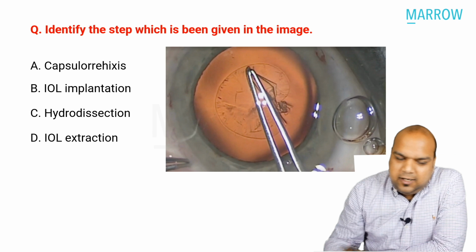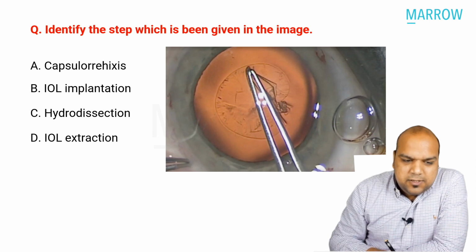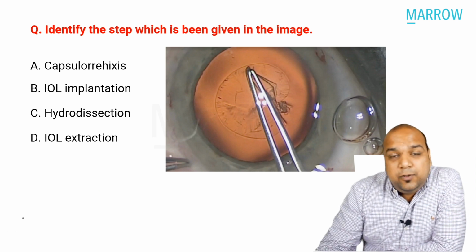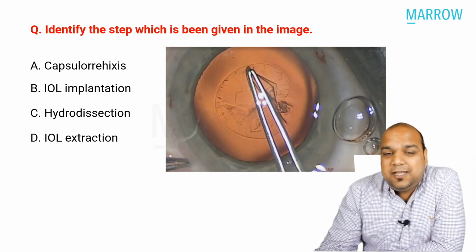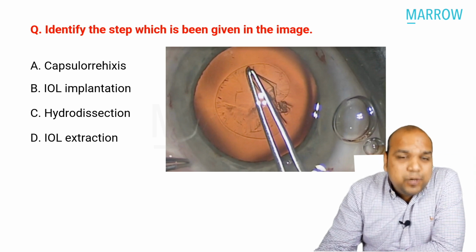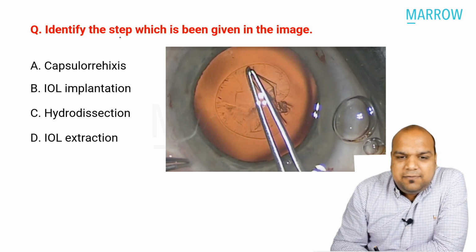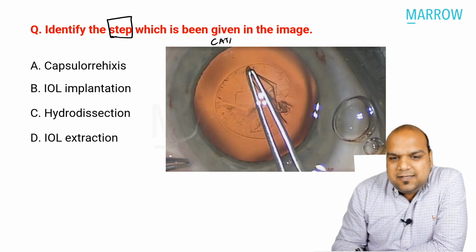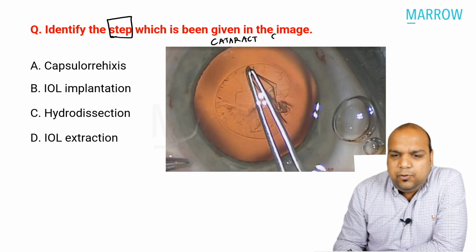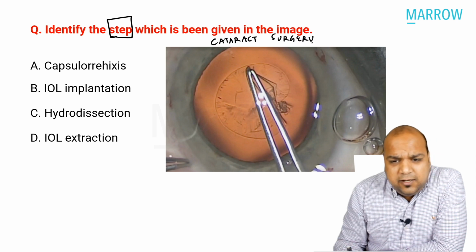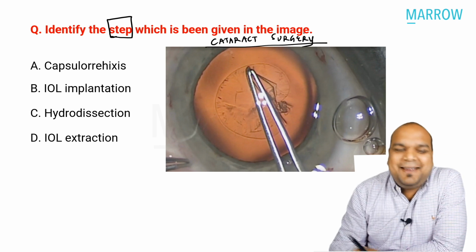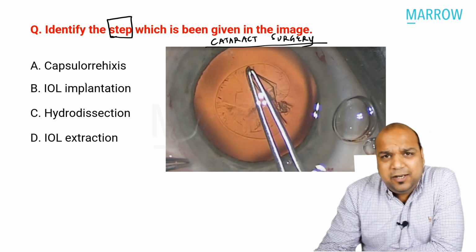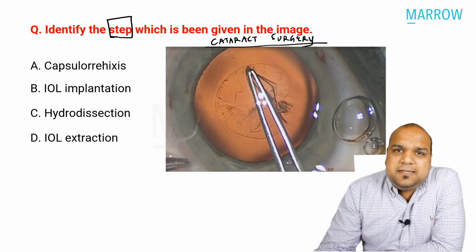Okay, done. Moving on. Again an image-based question, a slightly difficult image-based question. A lot of students were divided on the answer to it. Though if this was the image or such an image was given, the answer should have been clear, everybody. Identify the step which is given in the image. So first of all, we are talking about what, everybody? This is a cataract surgery being done, everybody. If you don't know this is a cataract surgery being done, read the options and you would know they are asking about cataract surgery, everybody. Now they are trying to ask you, which step is this?